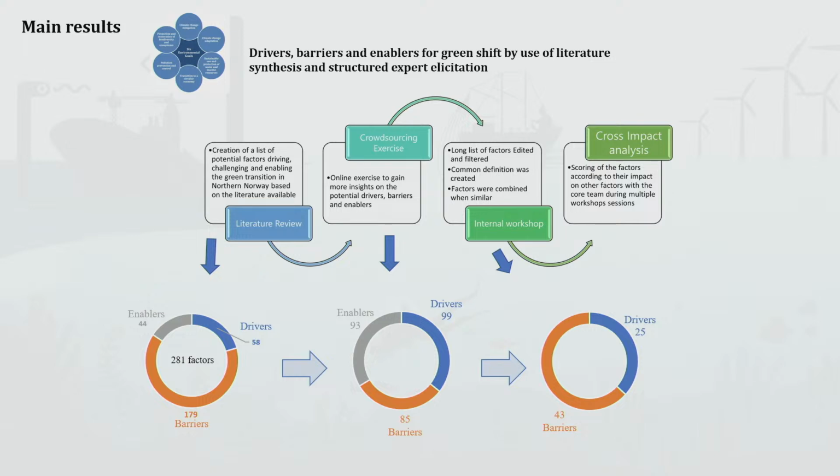Then we started to work a bit with drivers and barriers, and this is just a methodology slide to show you how we did that. First of all, we did a literature review analysis. We collected from this literature review around 280 factors. And after that, we reached out to an expert group in order to involve them in the discussion, in order to refine or enrich these 280 factors. And after that, we started to run several internal workshops between the work package members and the Coast Shift members to re-evaluate the results. And this is just an example of what we got.